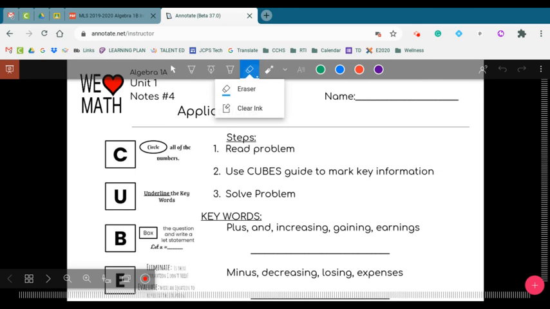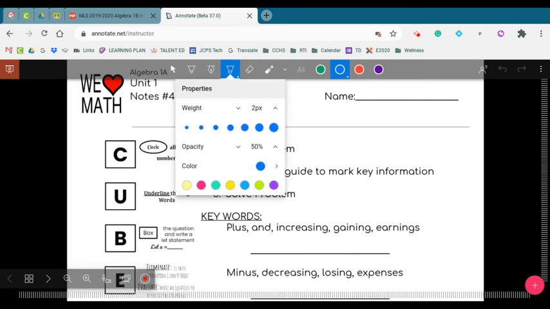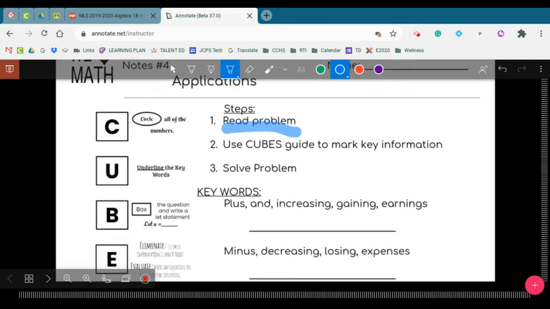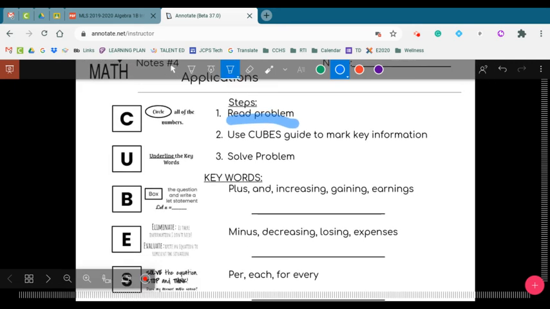So our first step, anytime we are given a word problem, is we have to read it. We don't want to do anything. We're not going to mark it up or anything. We're just going to read the problem. And then, after we read the problem, we're going to use our CUBES guide, which is this guide over here, to solve it. So whenever we read it the second time, we're going to circle all the numbers.